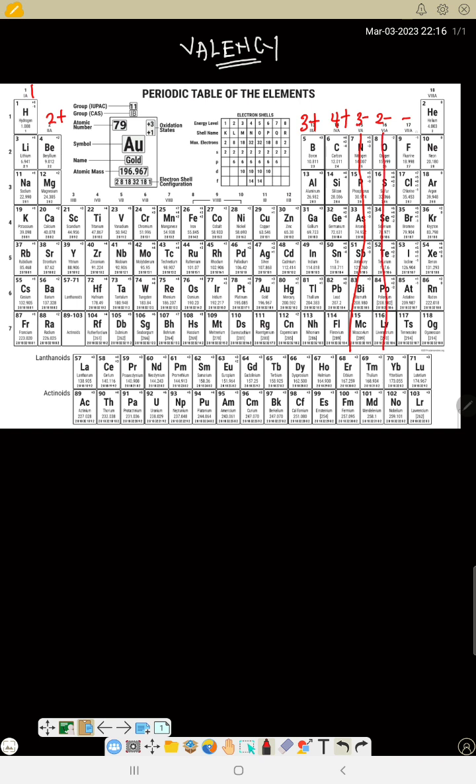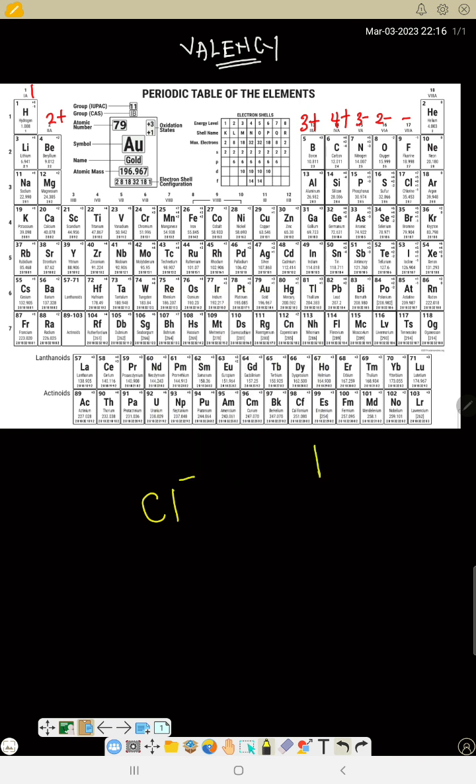From this group 5, their valency is 3. Group 6, their valency is 2. Group 7, their valency is 1. But their charge is 3 minus, 2 minus and 1 minus. But we are talking about valency, we don't need plus or minus. So for example, what if I write chlorine? What charge will I put on it? Chlorine is in group 7 and it needs 1 to be stable, so it will be minus. That means the charge on chlorine is minus 1, but the valency is 1. Valency is always plus, no minus.